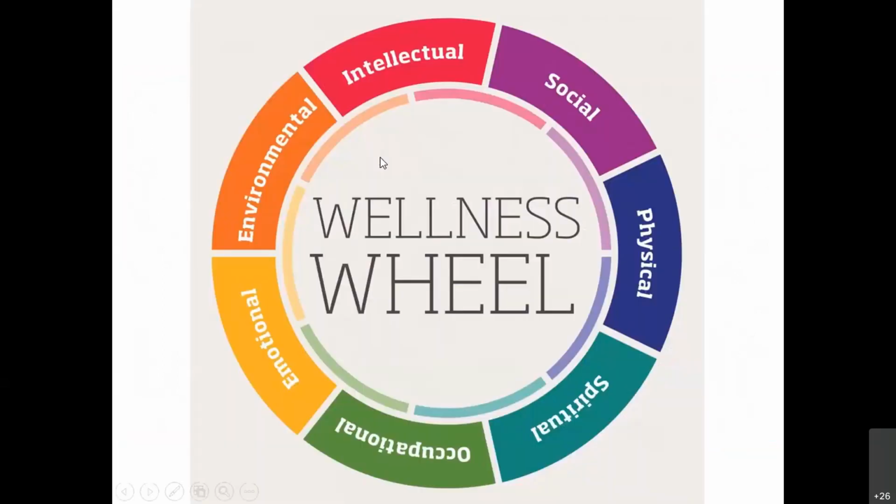Look at this wellness wheel. Social wellness, physical wellness, spiritual wellness, occupational wellness, emotional wellness, environmental wellness, intellectual wellness. We should have a holistic approach for life, and we should have holistic health. We should have physical health, mental health, spiritual health. Then gradually we will have social health, environmental health, intellectual health, emotional health, occupational health. So health is multi-dimensional.